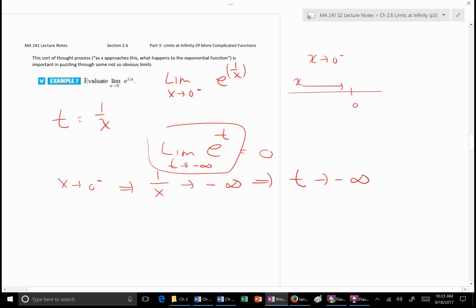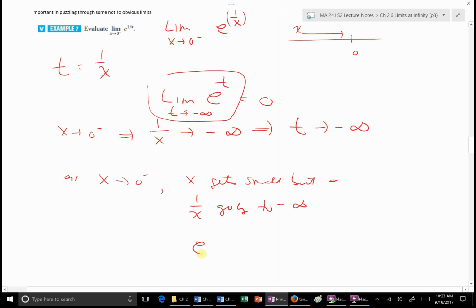So here's another way of saying it. You could say that as x goes to 0 from below, x gets small but negative. So 1 over x is basically going to negative infinity, which means e to the 1 over x is going to a large negative number, and we said that's 0. That's kind of what you're thinking, right? Yeah. And that's good. If you can get to that point, that's good.